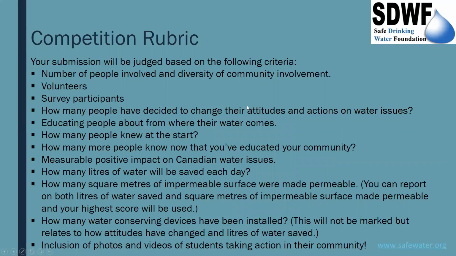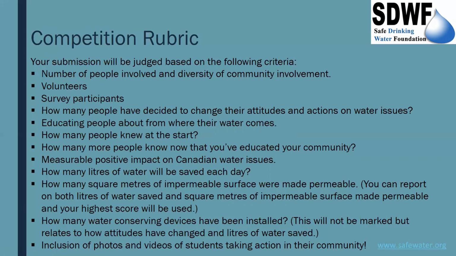So the competition rubric: your submission will be judged based on the following criteria. So there's a lot of criteria that you'll be judged based on. So the number of people involved and the diversity of community involvement, volunteers, survey participants, how many people have decided to change their attitudes and actions on water issues, educating people about from where their water comes, how many people knew at the start of your project where their water comes from, and how many people know now that you've educated your community.